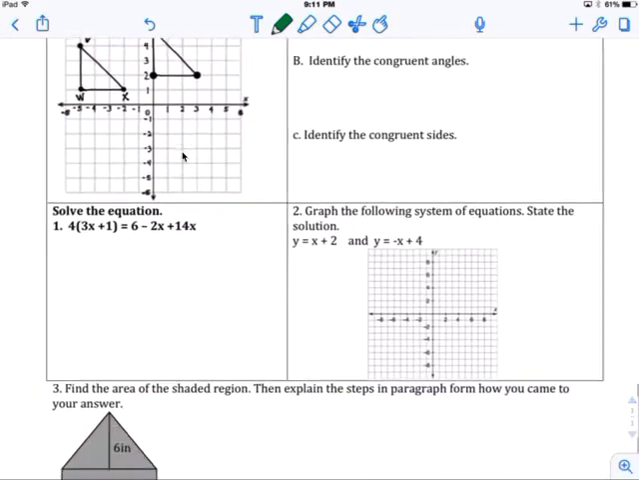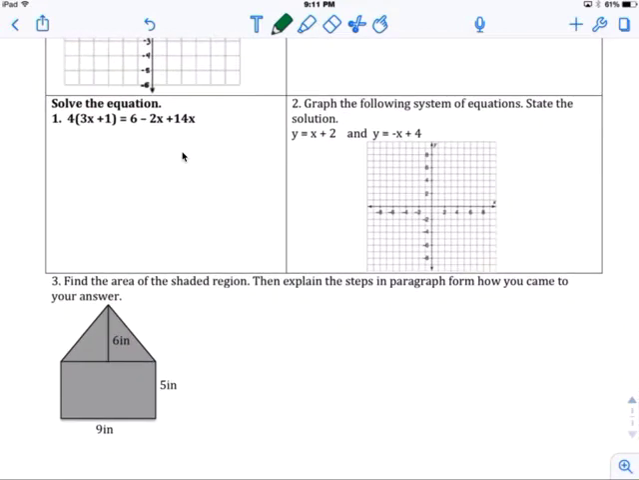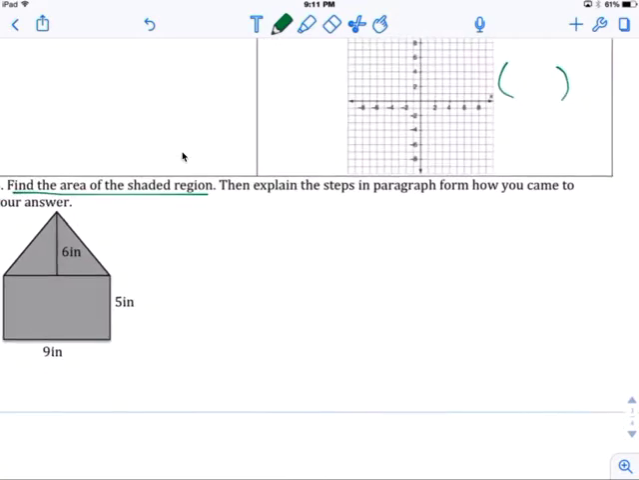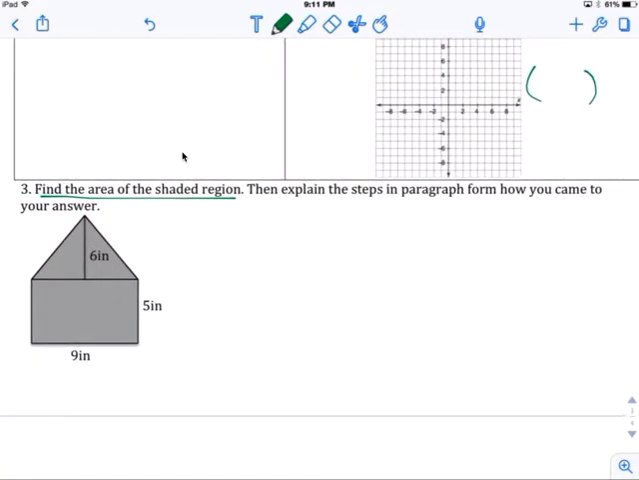I hope this helps. And then more on solving equations and graphing. Make sure you tell me where they cross at. Find the area of the shaded region. This will be on the test. Explain the steps in paragraph form how you come to your answer.